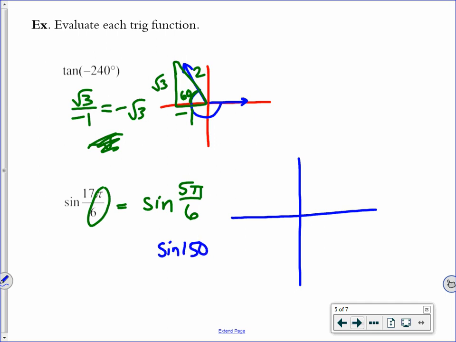And I've already done that on a previous slide, right? 150 degrees is here. The reference angle is 30. I label the sides 1, negative root 3, and 2. And the sine there is 1 over 2. Okay, because 5 pi over 6 and 17 pi over 6, they are in the same place. They're coterminal angles, and they'll have the same exact sine.